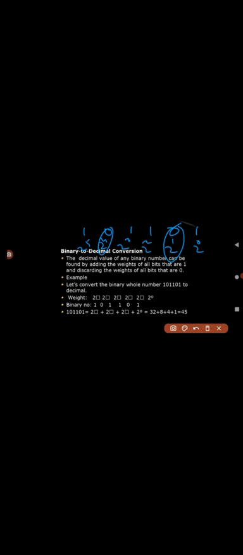Now we sum up the values where we have ones. So 2 power 0 is 1, plus 2 power 2 is 4, plus 2 power 3 is 8, plus 2 power 5 is 32. Summing up these values gives 45. Understood?